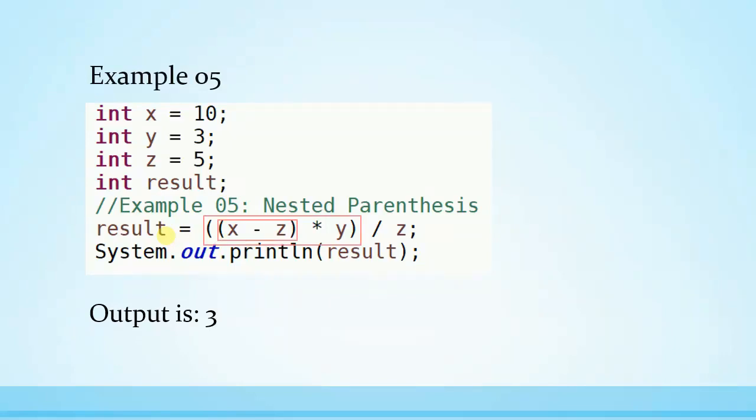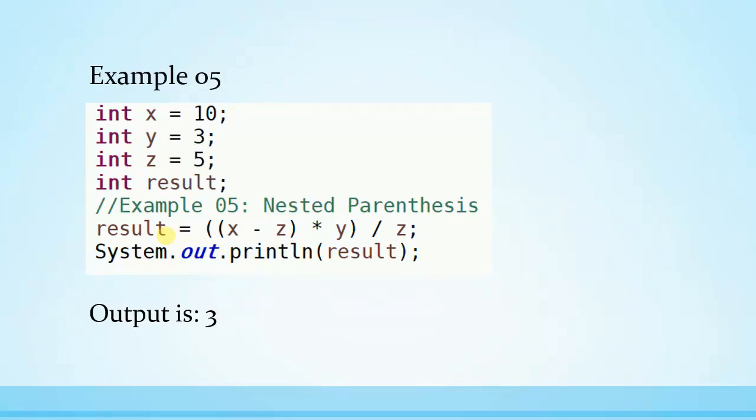So the first parenthesis is to avoid the division operation, and within the parenthesis there is one more parenthesis for x minus z. This is to avoid the precedence of star y. That means here x minus z is evaluated first, then it is multiplied by y. After that, the whole result is divided by z. So that's how we get the output as 3.